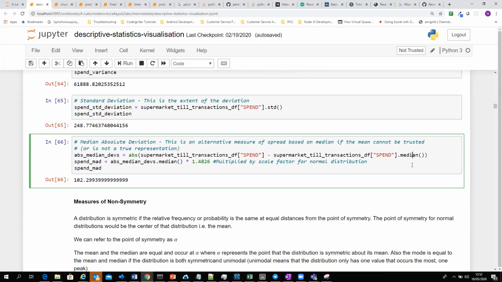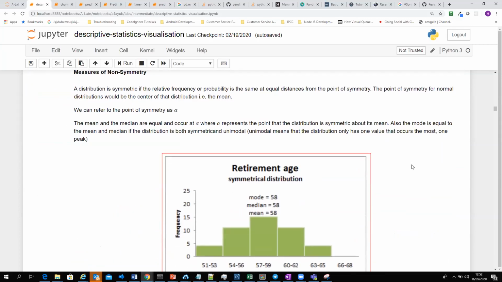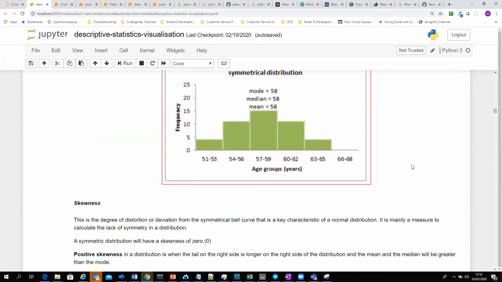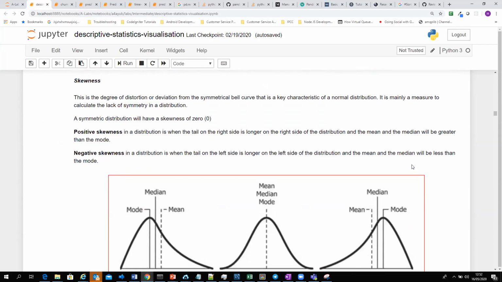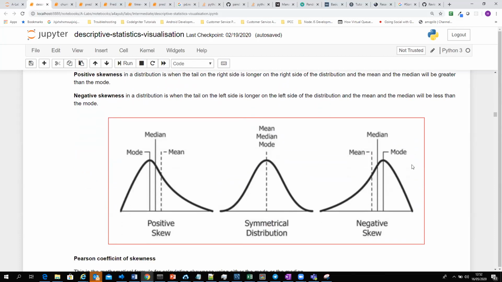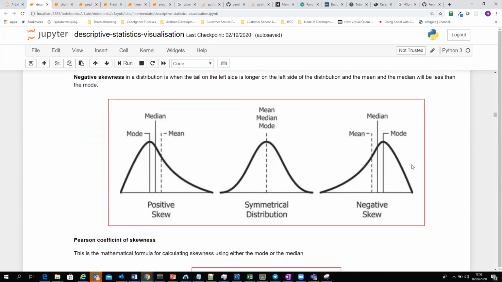Okay. Measures of non-symmetry. So we have skewness, where it is positive skewness, negative skewness. When it is positively skewed, the tail is tending towards the right. When it's negatively skewed, the tail is tending towards the left. An understanding of this kind of distribution is, if you have a majority of guys in a class that are younger, then it's most likely to be positively skewed. We used this example when we were looking at the previous slides.